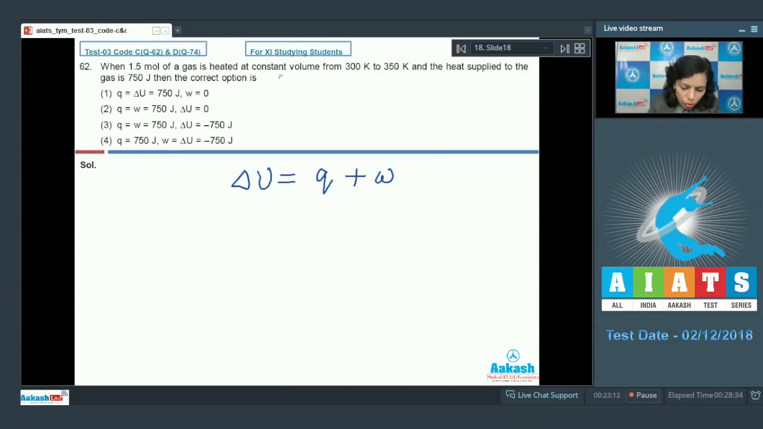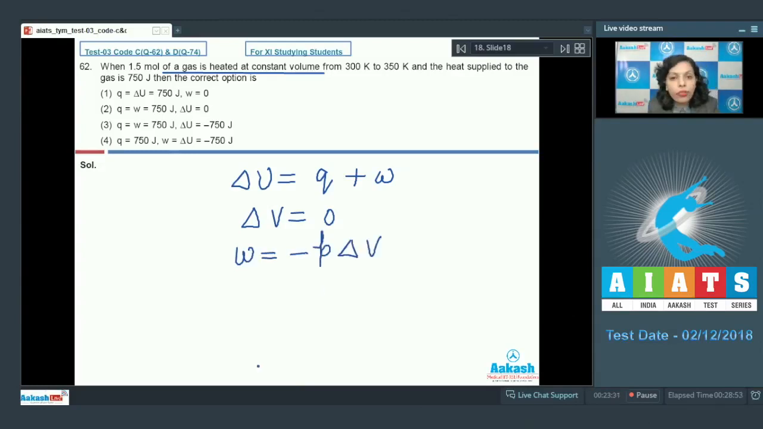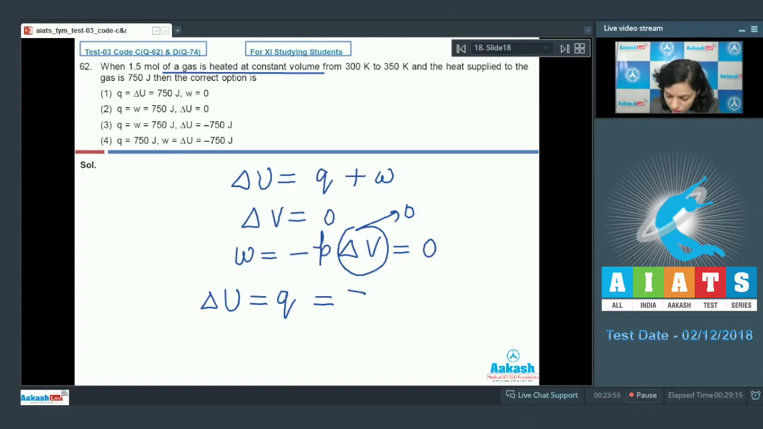Here one thing to consider is that we are talking about a gas that is heated at constant volume. And if we are talking about constant volume, delta V is 0 because volume is constant, and we know that W is minus P delta V. So what would be the value of W for this particular case? It would be 0 because delta V is 0. And yes, in this case, delta U is equal to the Q value. And what would be the Q value here? That Q value is already given in the question, that is 750 Joule.